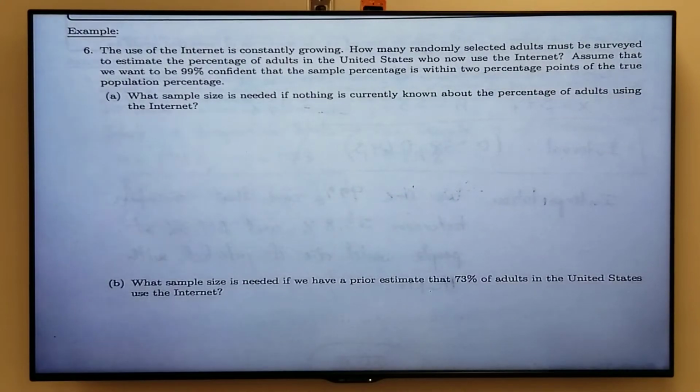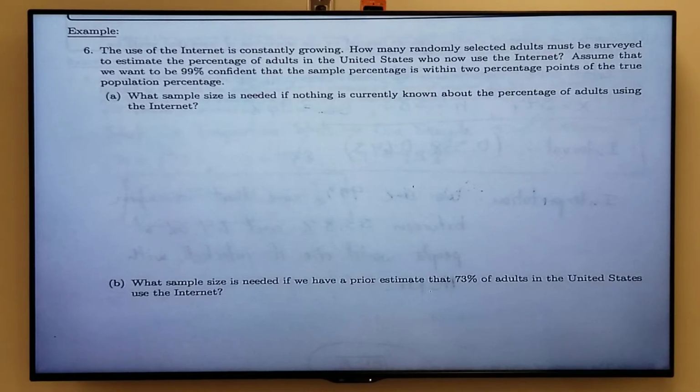So example 6 says the use of the internet is constantly growing. How many randomly selected adults must be surveyed to estimate the percentage of adults in the United States who now use the internet? Well, in the United States, I think just about everyone's using the internet now. But anyway, we'll go along with this. This is an old question, obviously. It says, assume that we want to be 99% confident that the sample percentage is within 2 percentage points of the true population percentage.